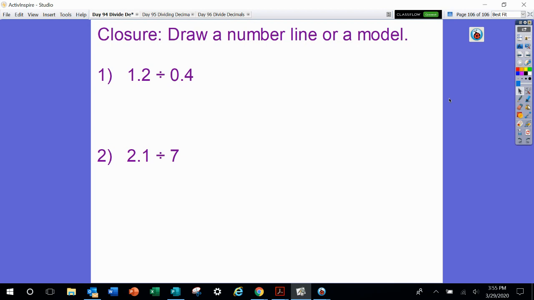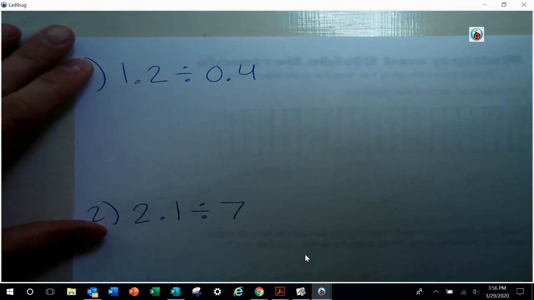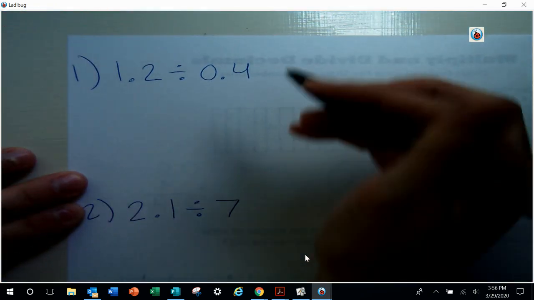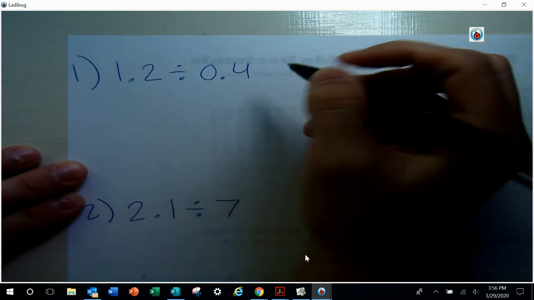We have 1 and 2 tenths divided by 4 tenths. Go ahead and pause the video so you can try that problem out. Let's see. So this is the problem we're working with, number 1. 1 and 2 tenths divided by 4 tenths.